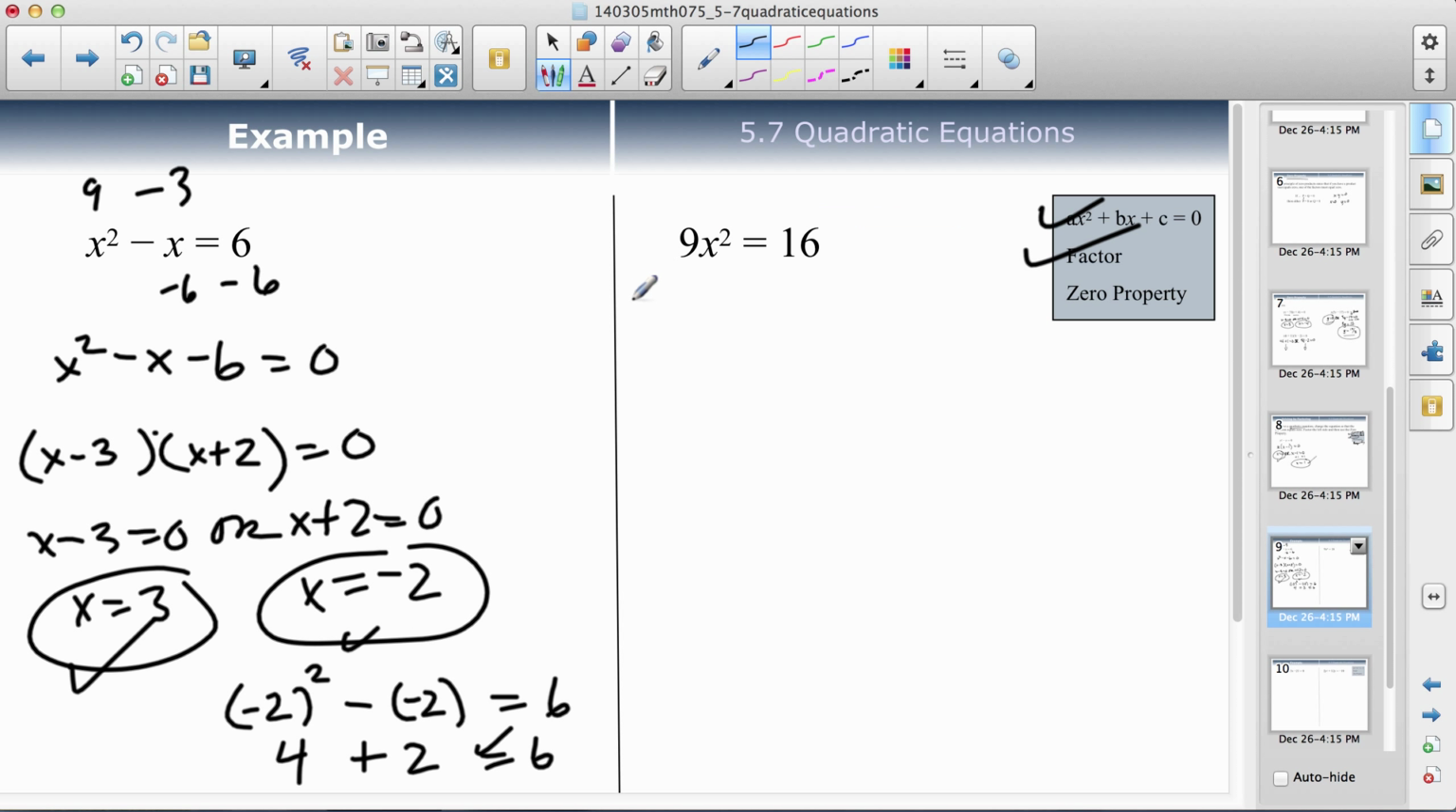Okay, here's another example. I've got to make it equal 0, so I'll move the 16 over.